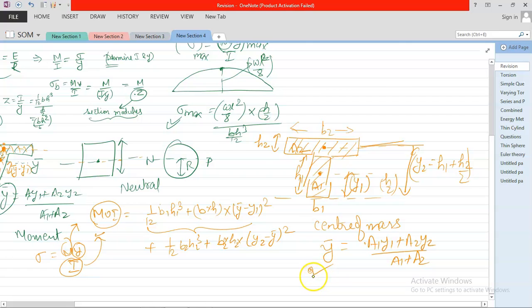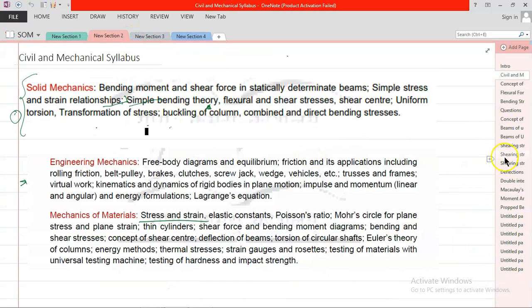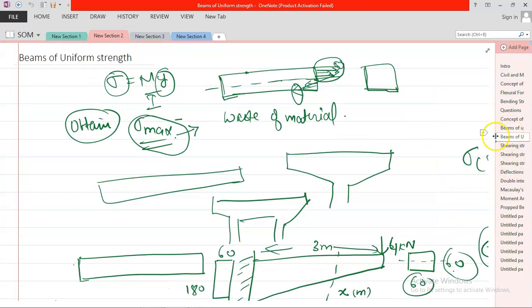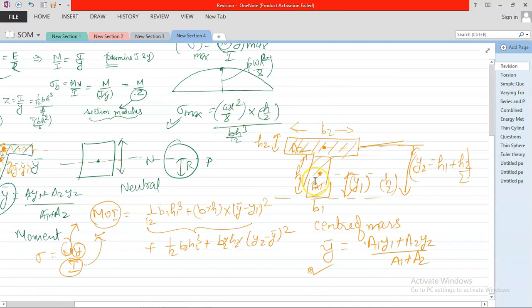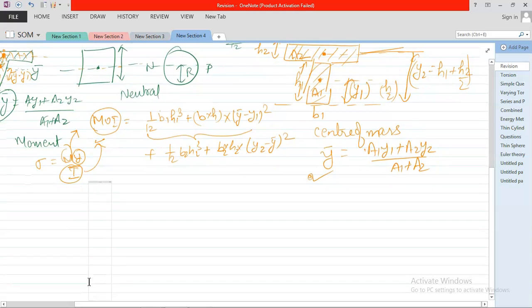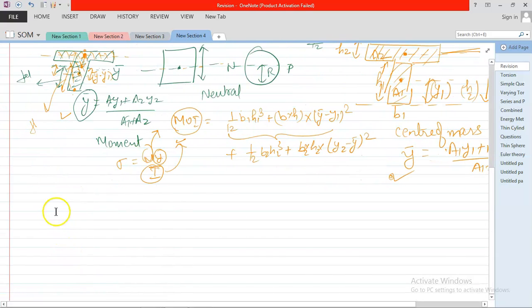Yes, sir. Okay. So any other question in symmetrical and unsymmetrical sections in bending stress? If you can ask, it would be easy. So please, if there is a problem, ask me in between. Otherwise, how will we solve questions?